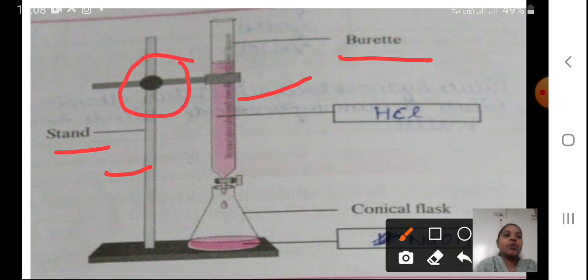In this burette, you can see I have written we will take HCl solution. This is my conical flask. In the conical flask, I am going to take my NaOH solution, that is sodium hydroxide solution. Here I am going to keep a white tile so that I can see the color change properly.